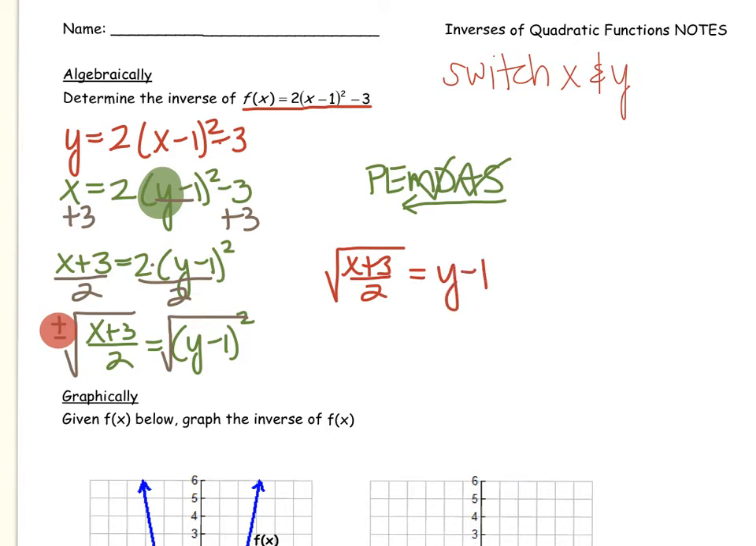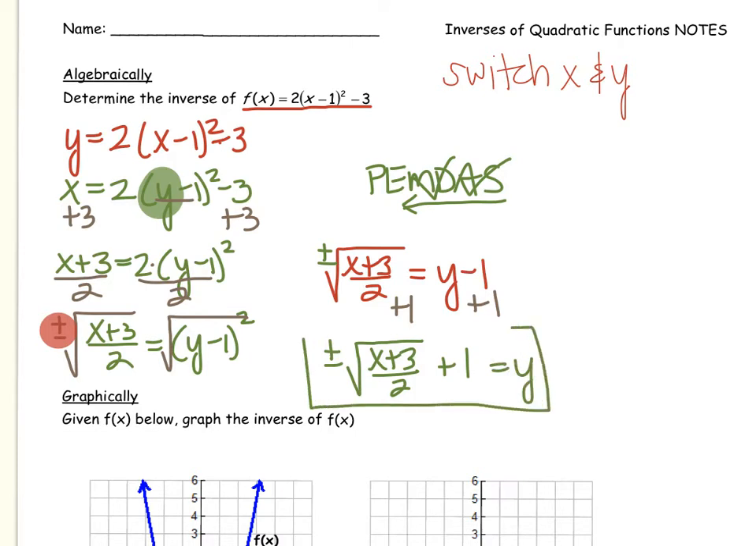And my very last step would be to get rid of that minus 1 by adding 1 to both sides. So my final answer, oops, I forgot my plus or minus. My final answer is plus or minus, and then a plus 1 at the end equals y. So this right here is the inverse of f of x.